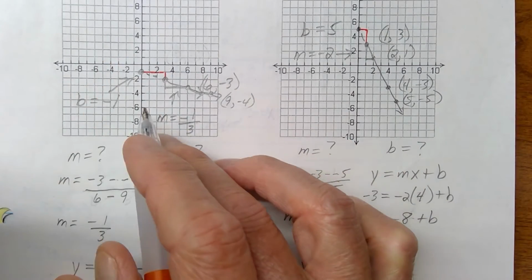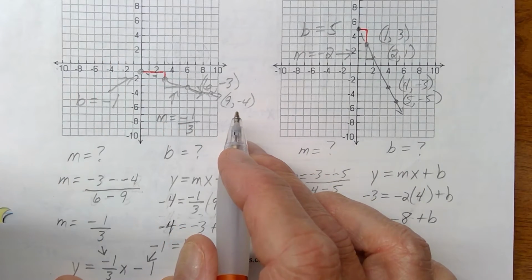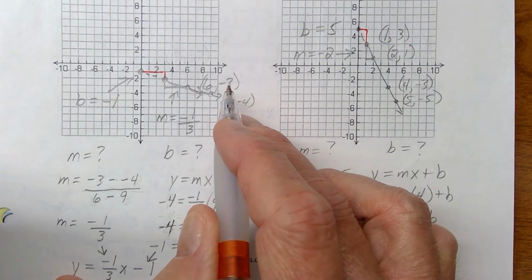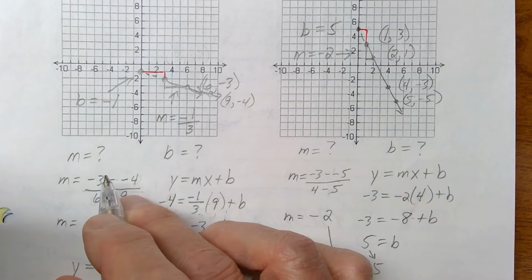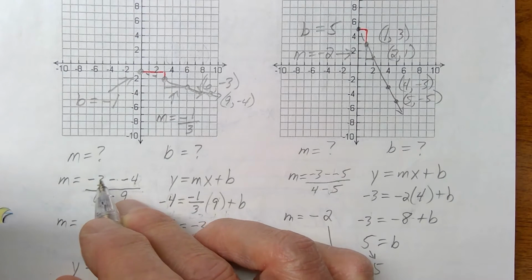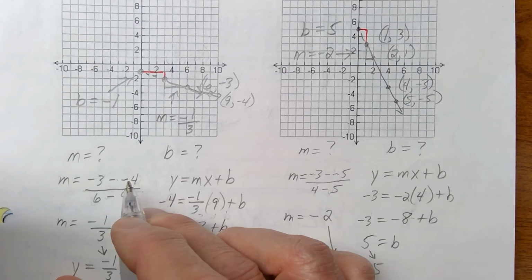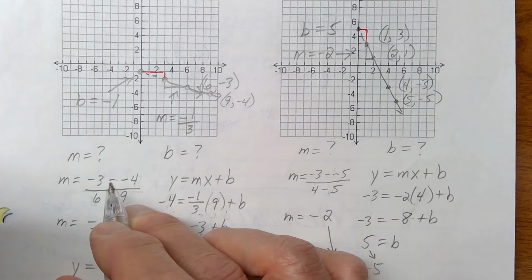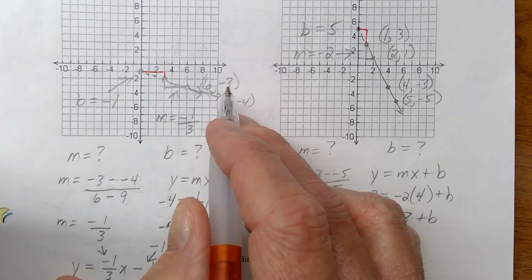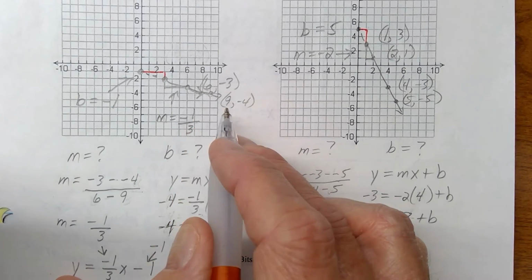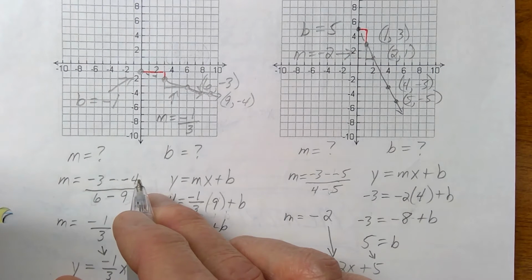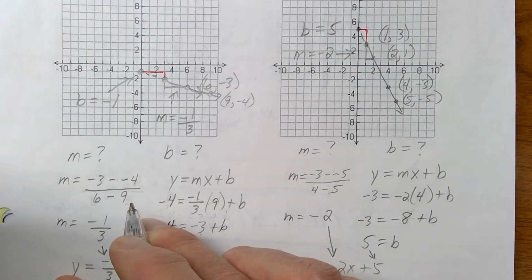So without the graph, let's calculate slope. I choose to start with the y of -3. So I'm going to go -3 minus -4. It's the difference of the y's. There's a whole bunch of negatives and minuses going on there. So -3 minus -4 over 6 minus 9. Just be careful on your calculator. This is going to work out to be 1 over -3.